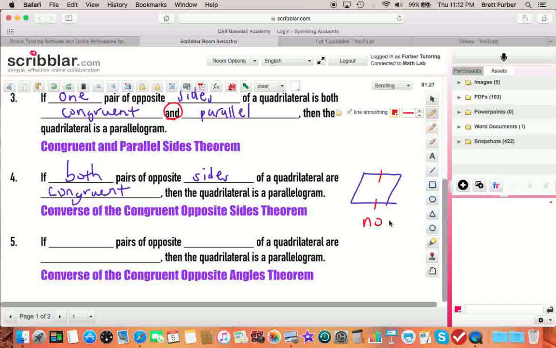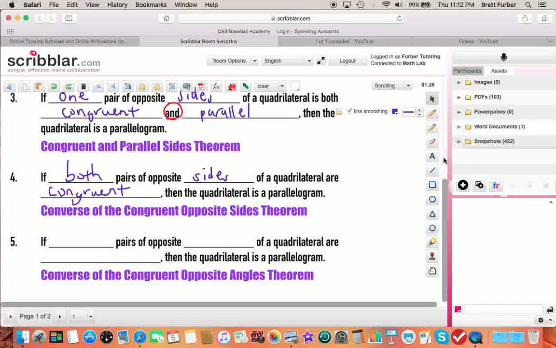The answer would be no, because both pairs have to be shown. So they would have to say this and this. And since they didn't do that, if they only showed one pair of opposite sides congruent, then that would not be enough information to prove that the quadrilateral is a parallelogram.